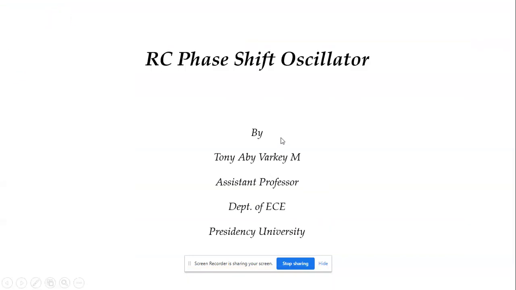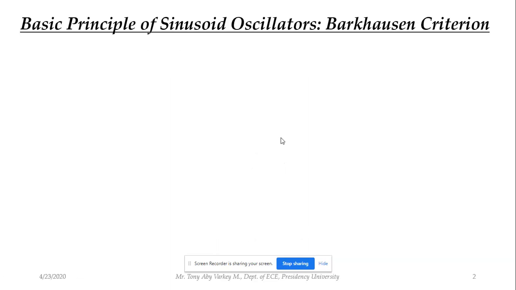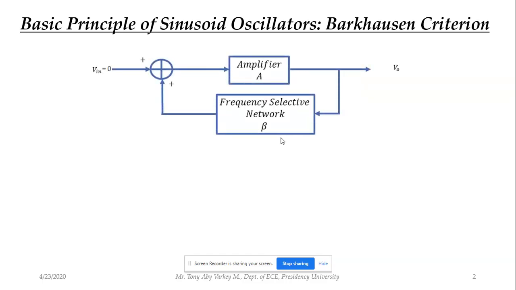Hello all. Today we will be discussing the RC phase shift oscillator using op-amp. We have already learned about the basic principle of sinusoidal oscillators, which is the Barkhausen criteria. We dealt with this in the last class. That is, you have an amplifier with a gain of A and a feedback frequency selective network beta.